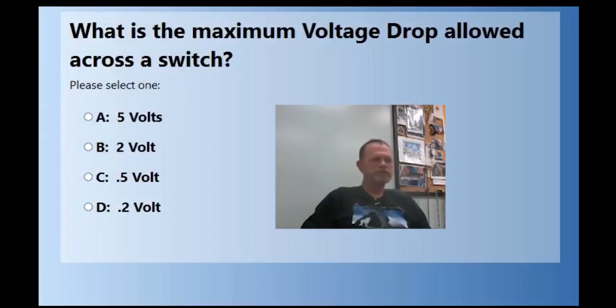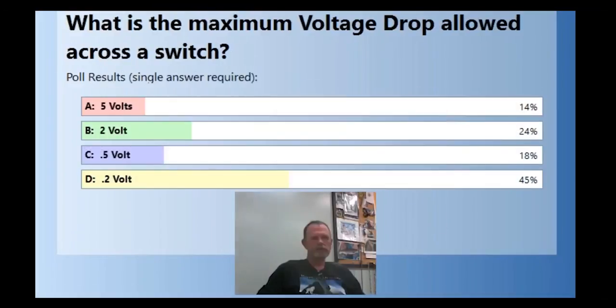What is the maximum voltage drop allowable across a closed switch? I see it. The voting is getting hot. Go, baby, go. Let's see. Well, so far 22% think it's 2 volts. 16% think it's 0.5 volts. 14% of you are jumping on 5 volts. There's a good balance there. 45% of you are going 0.2 volts. And the answer is 0.2 volts.